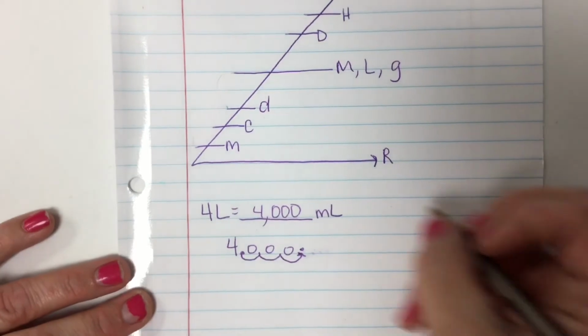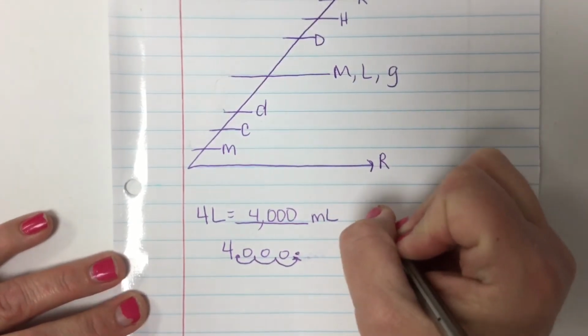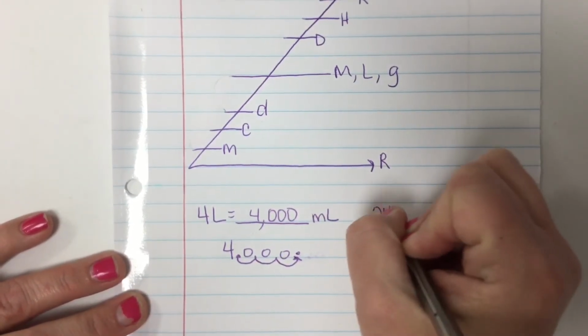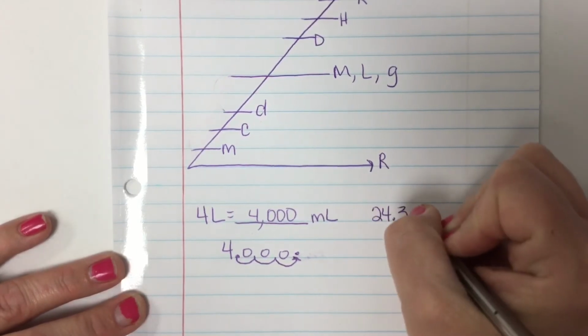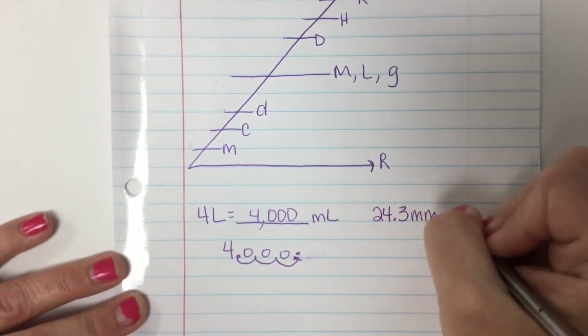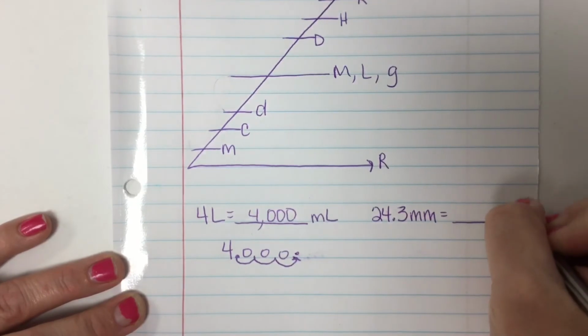All right, what if I have, let's see, 24.3 millimeters, and I want to go to meters.